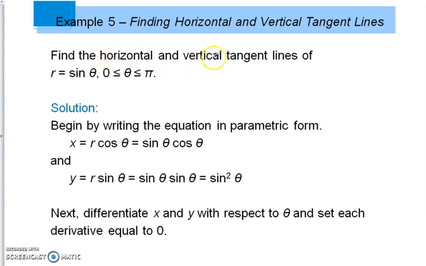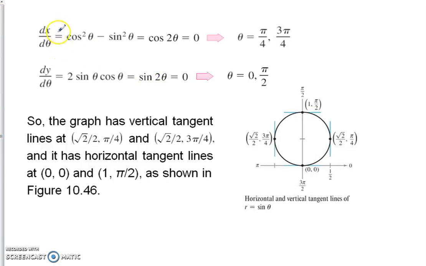All right, let's find the horizontal and vertical tangents of this equation, r equals sine theta. Begin by writing the equation in parametric form. x equals r cosine theta, but r is right here, that function. So it's sine theta cosine theta, and y equals sine theta quantity squared. Now we differentiate both x and y with respect to theta and set each derivative equal to 0. And you can see that happening here.